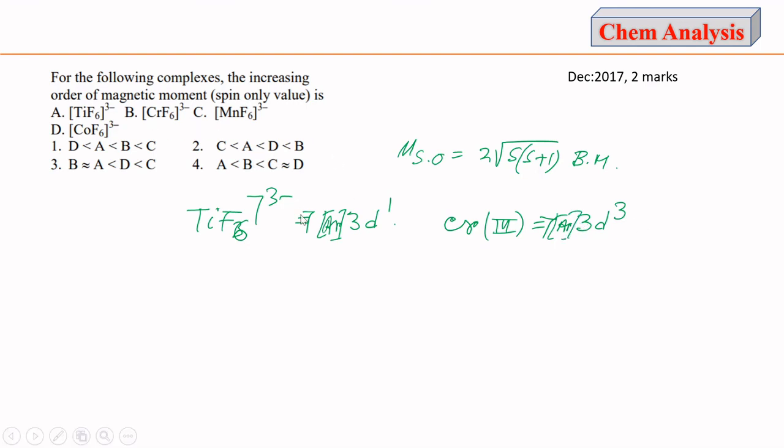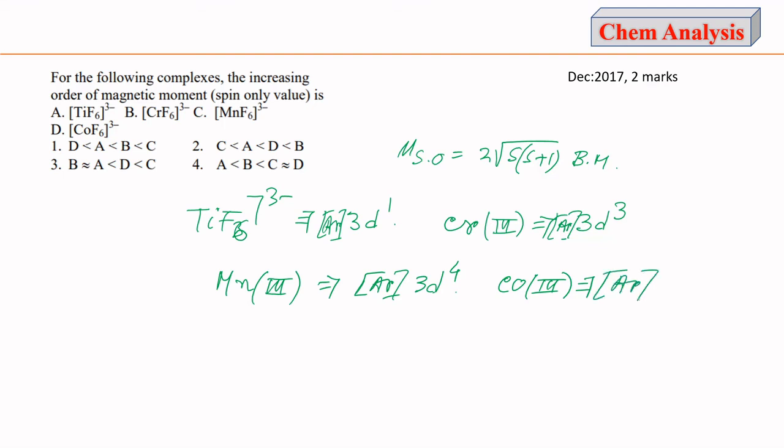And for manganese 3 plus, there will be argon 3d4, and all the complexes will be high spin since fluorine is a weak field ligand. And in the last case, that is cobalt 3 plus, the electronic configuration will be argon 3d6.